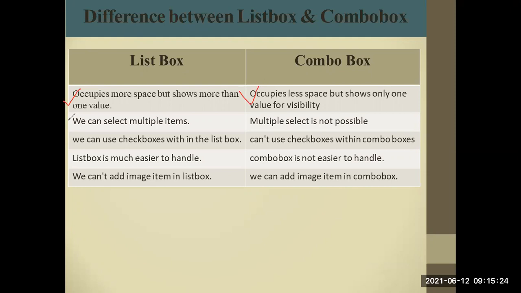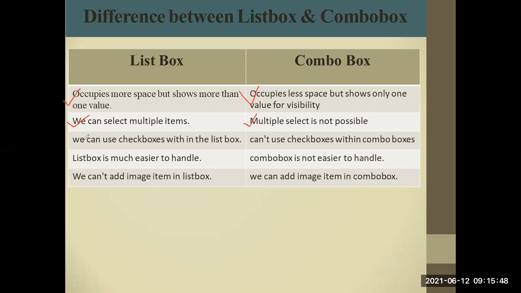And remember the second difference: we can select multiple items here. Suppose the user wants to select multiple items, it is easily available in a list box. Whereas selecting multiple items is not possible in the case of a combo box. You cannot select multiple items in a combo box.